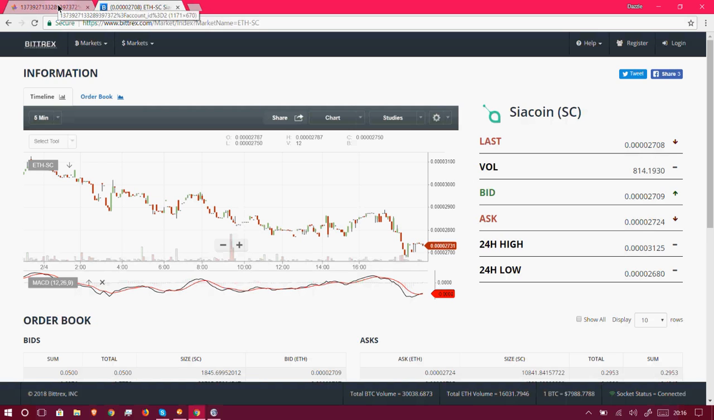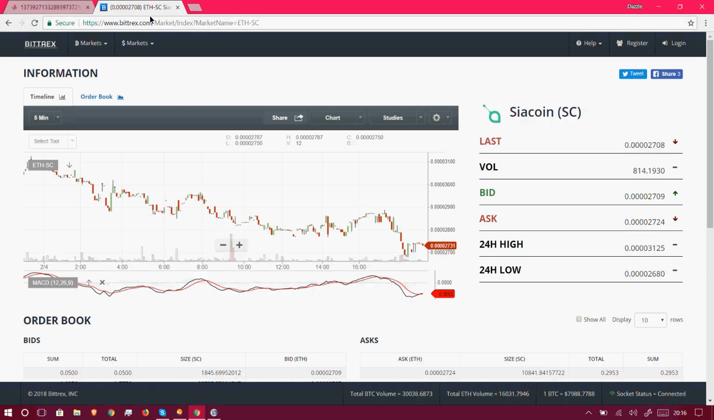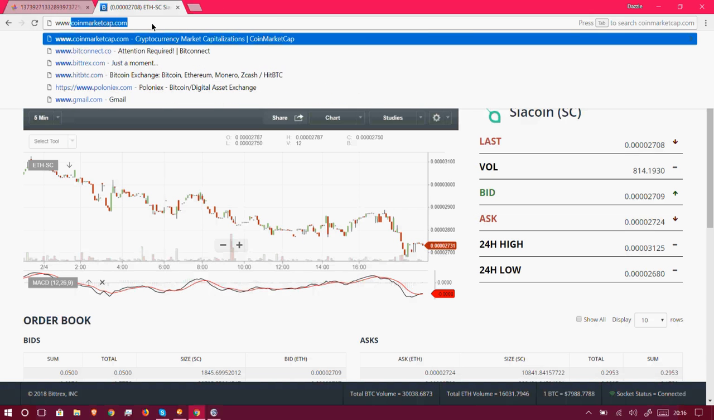And that's how I use the indicators and the charts as far as the Real Money Popcorn method.